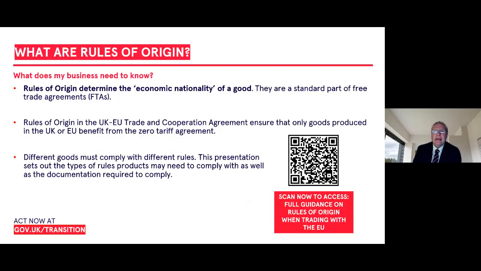Rules of origin determine the economic nationality of a good. They are a standard part of free trade agreements. Rules of origin in the UK-EU Trade and Cooperation Agreement ensure that only goods produced in the UK or EU benefit from the zero tariff agreement. Different goods must comply with different rules, and there must be sufficient production in the country of export to qualify. The definitions of sufficient production also vary by the type of good.